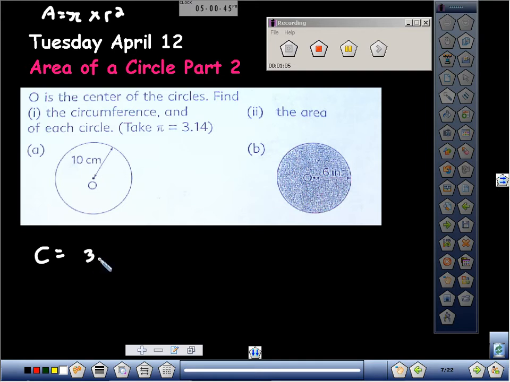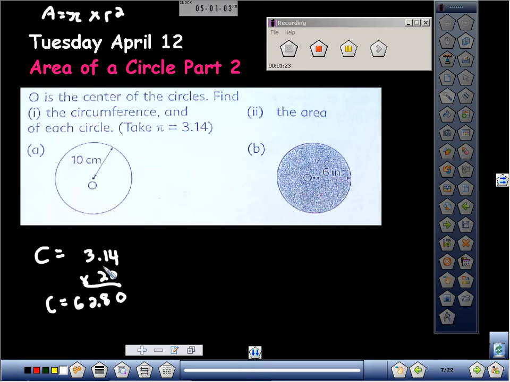So then we go 3.14 times 20. Put a 0 down because that whole row is a 0. 2 times 4 is 8. 2 times 1 is 2. 2 times 3 is 6. So we get 62 and 80 hundredths. Circumference equals 62 and 80 hundredths.